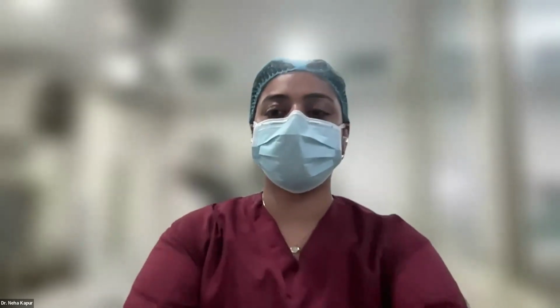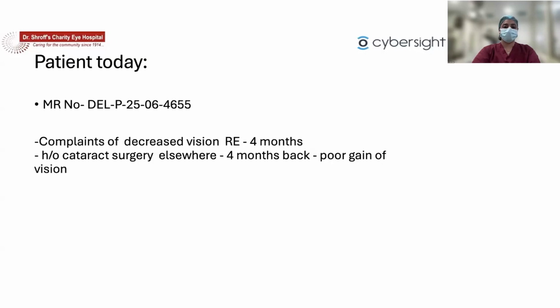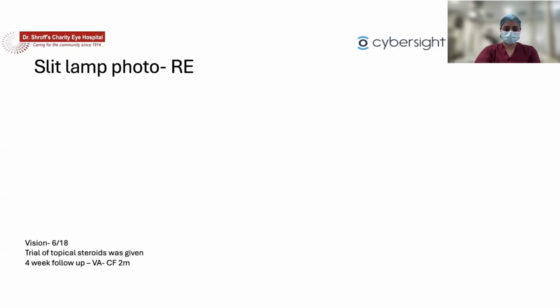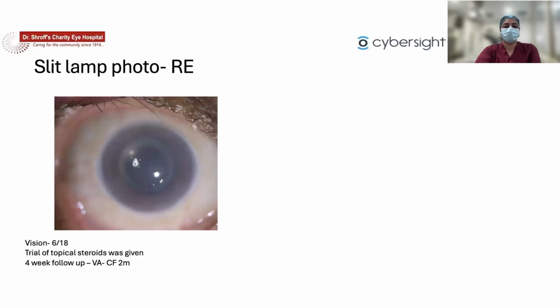Hello everyone, I'm Dr. Rupali. So this is our patient. She had a complaint of decreased vision in the right eye since 4 months, and she has a history of cataract surgery elsewhere 4 months back with a poor gain of vision. This is the slit lamp photo of the right eye. It shows large epithelial bullae and stromal edema along with the pseudophakic status of the eye.